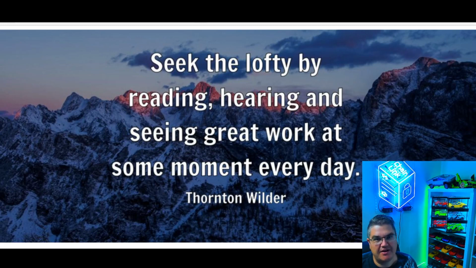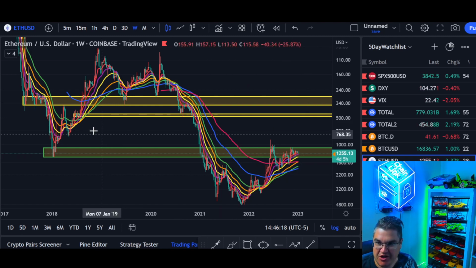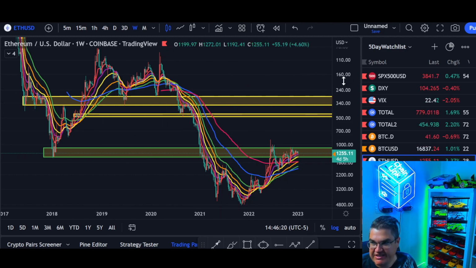Quote of the day. Let's get right to the chart. Ethereum versus US dollar on the inverted chart. We flipped it, right? Notice the price scale. The lower prices are up here. The higher prices are down here. Why would we do this?